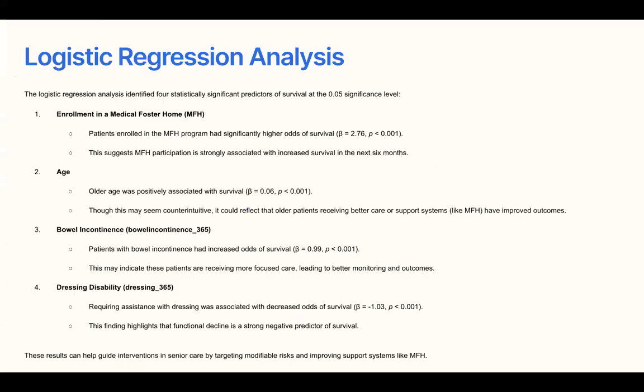And this was my analysis that I was able to get from each of the top 4 predictor values that each fall within the 0.05 significance value. These results can help guide interventions in senior care by targeting modifiable risks and improving support systems like MFH.